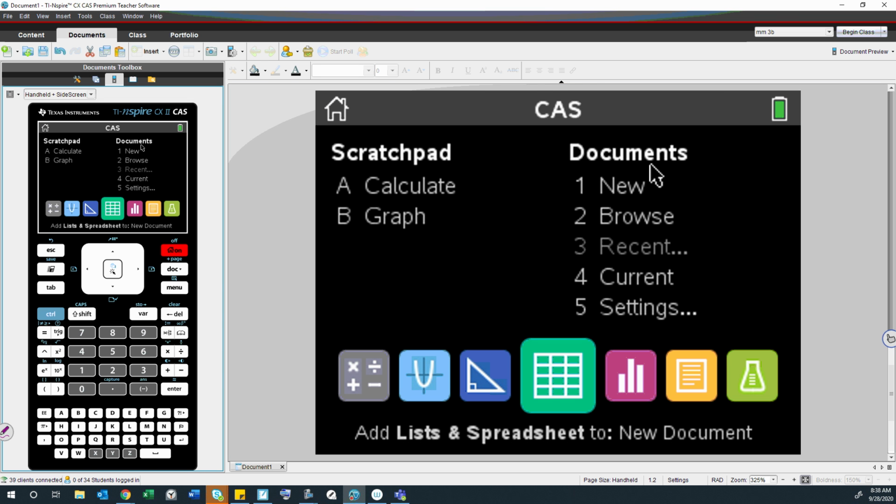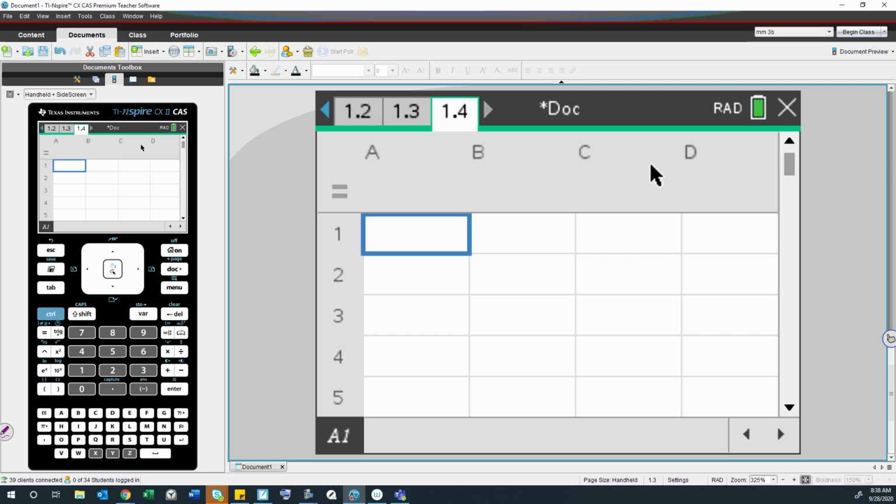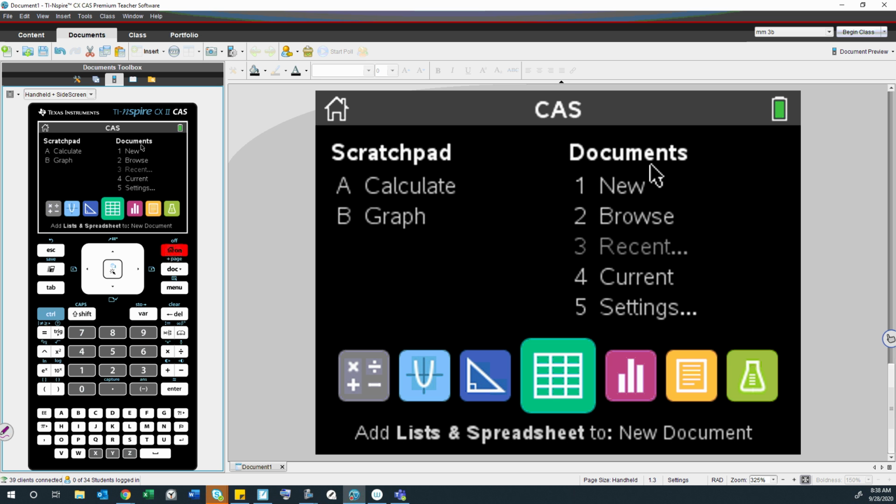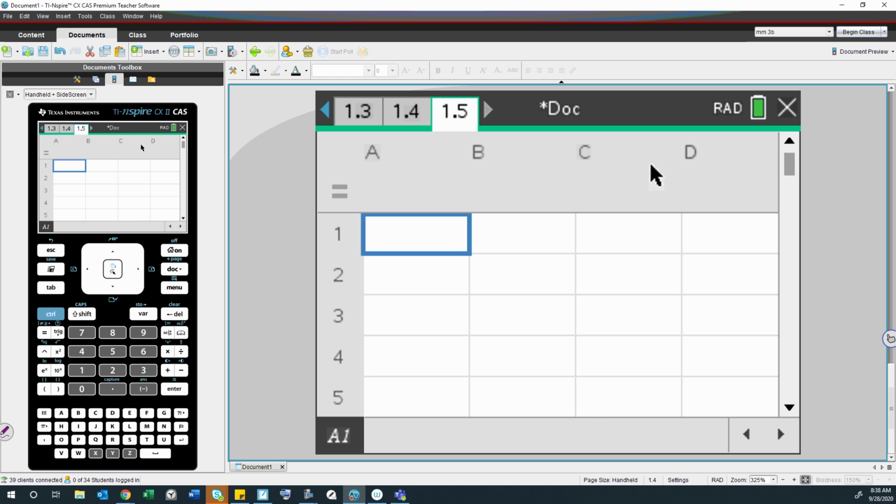So everybody go to home. And then choose spreadsheet, the middle one with the grid. Okay, we were at home, and then we chose spreadsheet, which was the middle one with the grid, right? Then we're going to type in our data.